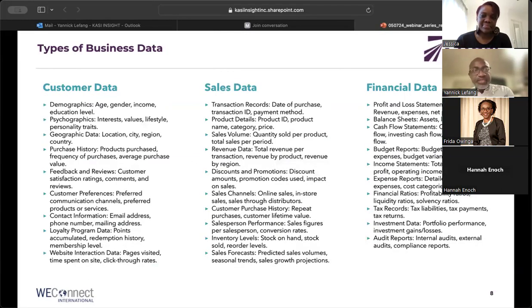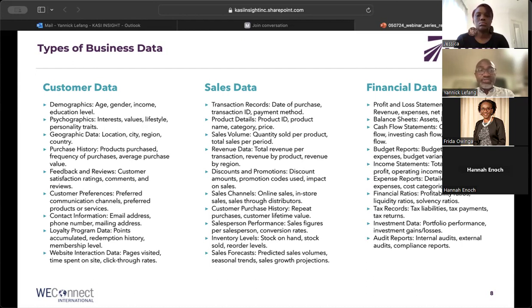So in terms of customer data, customer data is really data around demographics, right? So the age of your customer, gender, income level, education level. So that's one piece of information within your customer data. And again, think about quantifiable, measurable data that you can use for reference. Psychographic is another type, which is really capturing the interests, values, lifestyles, personal traits, right? You've got geographic data, so the location, city, regions, country.